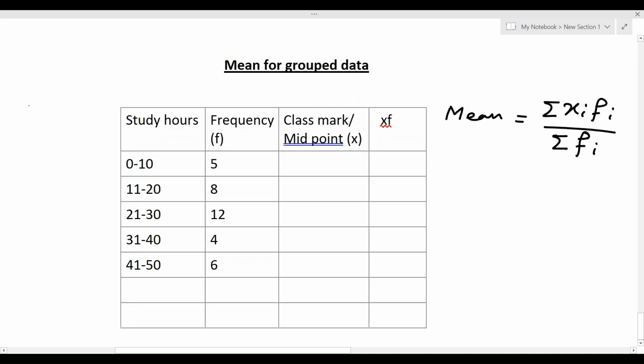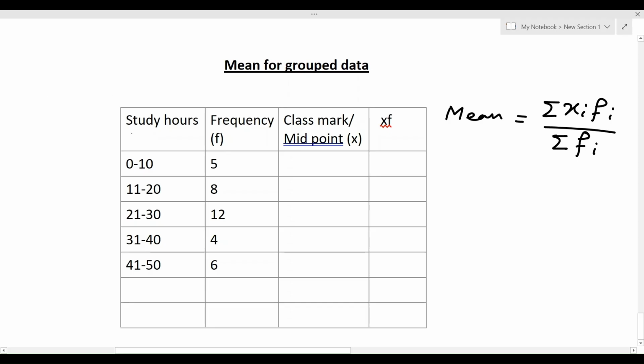So here we have a dataset that shows the number of hours spent studying by a group of students. The data is grouped into classes, which makes it easier to manage larger datasets. This is what we call grouped data.